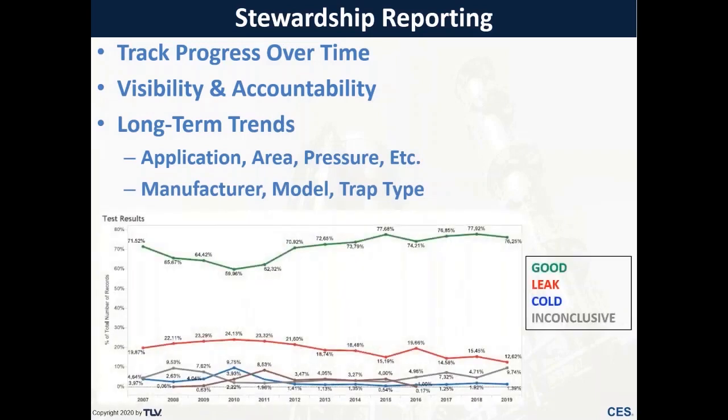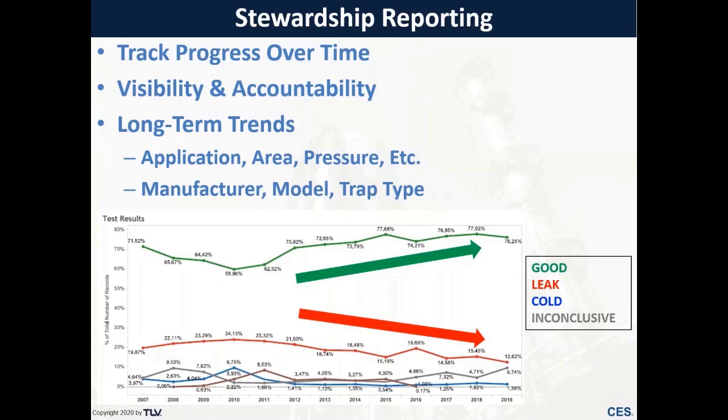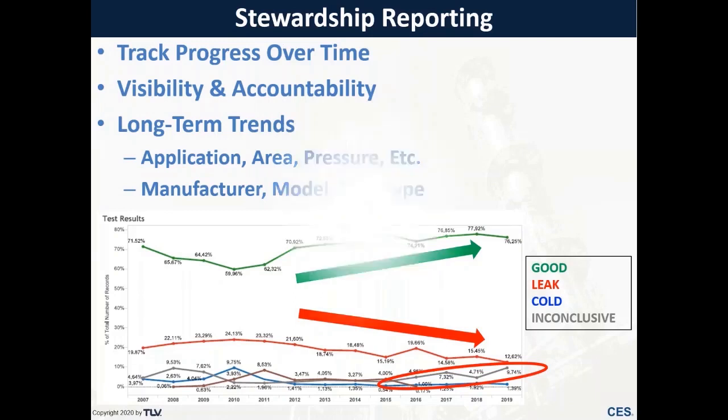So hopefully you can see some trends like this where your overall good percentage of steam traps is going up while your failures are going down. But then you can also see where maybe improvements can be made, where you see here an increase in inconclusive steam traps that may be hiding problems throughout your site.